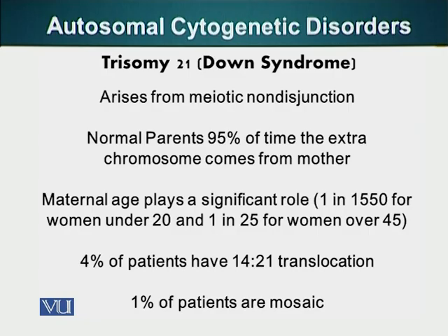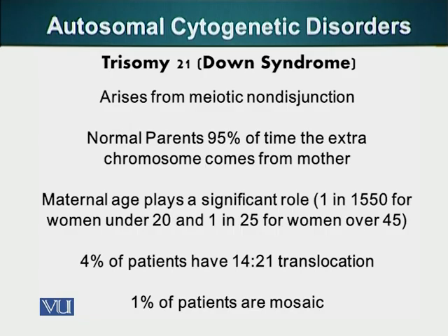For example, if we are talking about births in women under 20, 1 out of 1550 children will have Down syndrome, whereas when we move to the category of women over 45, there is a probability that 1 birth in 25 births will have Down syndrome.